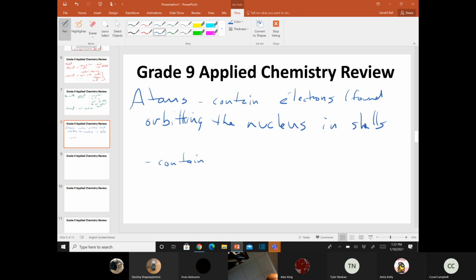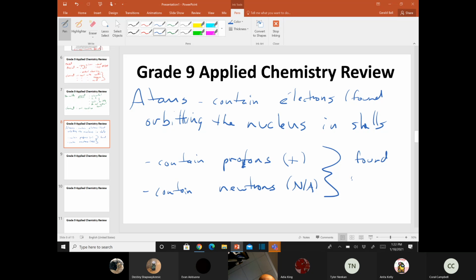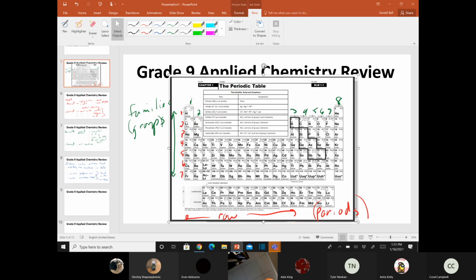They also contain protons that are positive. And this relates to our atomic number. We'll come to that in a sec. And we also found that they contain neutral neutrons. And these have no charge. And both of these particles are found in the nucleus. So one of our goals was to figure out how many protons, electrons, and neutrons that different atoms have. So just jumping, I'm going to steal my periodic table here for a sec.